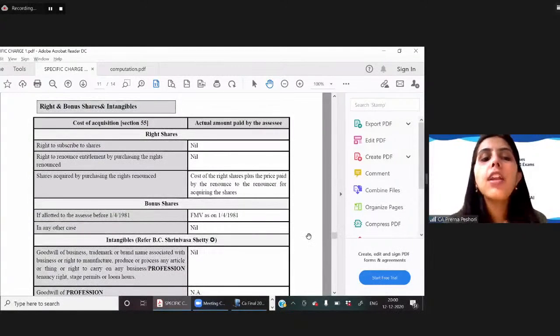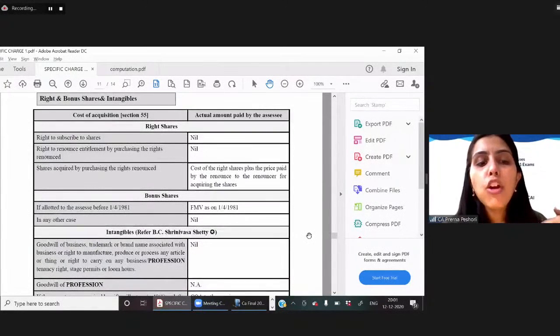Bonus shares, if allotted before 1/4/1981, FMV as on 1/4/1981. Clear? Now, this 1/4/1981 would be read as 1/4/2001 because the base year has been changed to 2001. And in any other case, the cost of acquisition of bonus shares would be taken as nil. Clear?